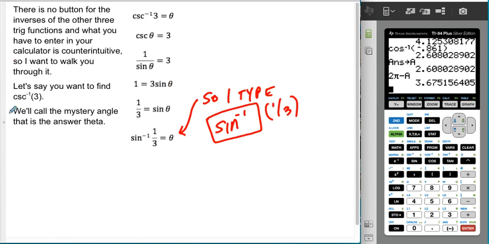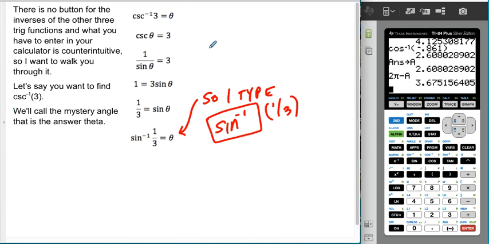Moving on. All right, so there is no button for the inverses of the other three trig functions. So it's not super intuitive what you have to type in your calculator, but I'm going to walk you through it. I am going to point out that when you can avoid it, it's not really fun to have to do the arc cosecant or the arc secant or the arc cotangent in your calculator.